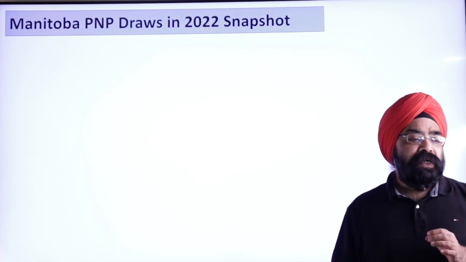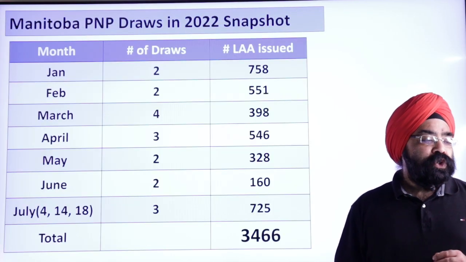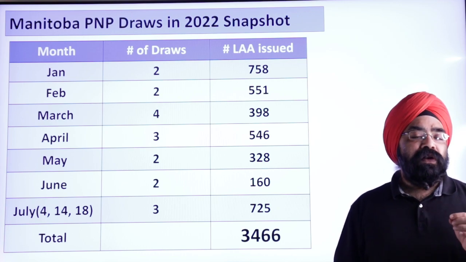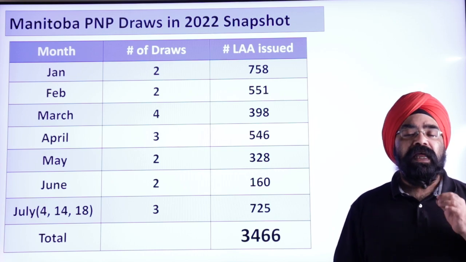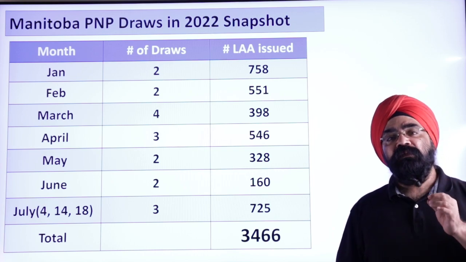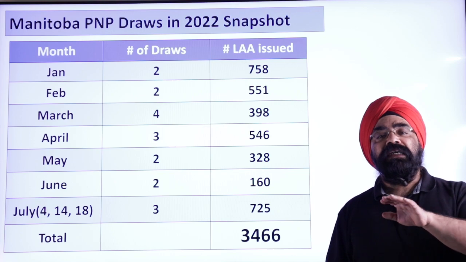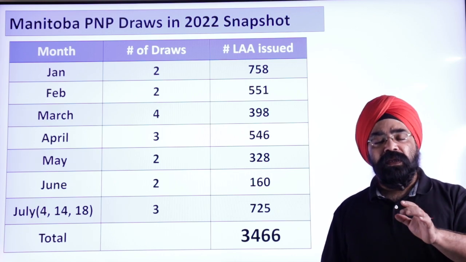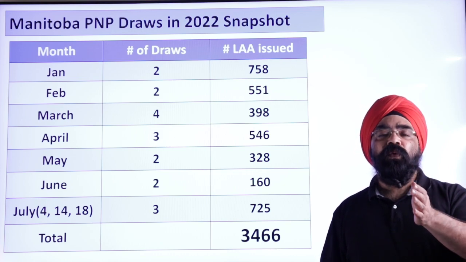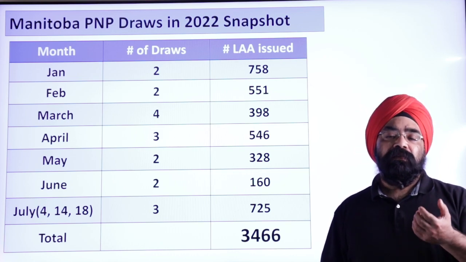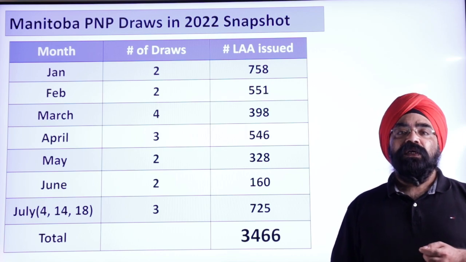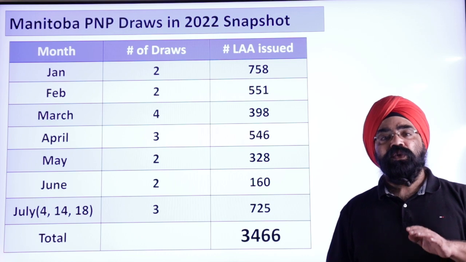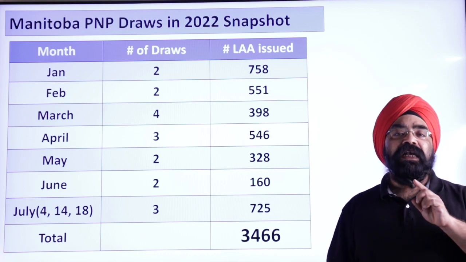Manitoba PNP snapshot, I just want to give you a quick snapshot. In the month of July, Manitoba conducted 3 draws, on 4th July, 16th July and 18th July. The one conducted on 18th July, I didn't talk about it because it was just a Ukraine draw, only to help the people who are suffering from the war casualties in Ukraine. 11 people were called for 18th of July. I didn't talk about that, but I have added it here.